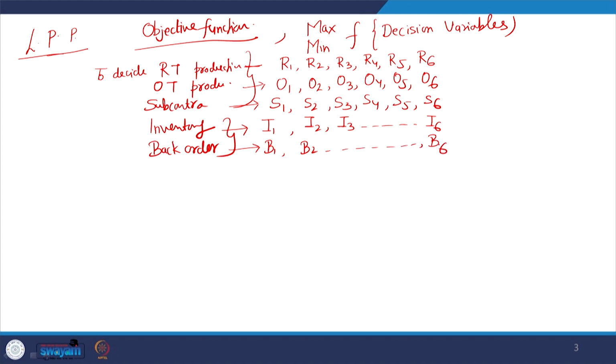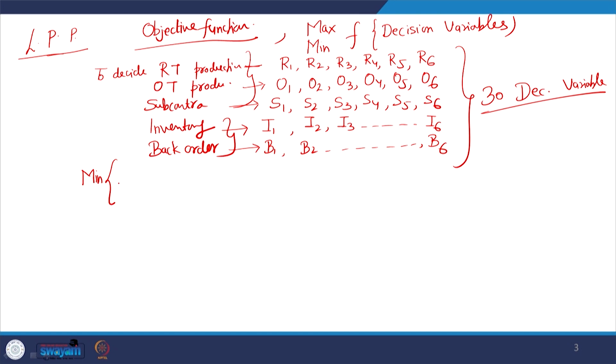So, you see these 30 are decision variables, and I have to minimize the total cost coming because of these decision variables. So, now what is the expression? What I have to minimize?